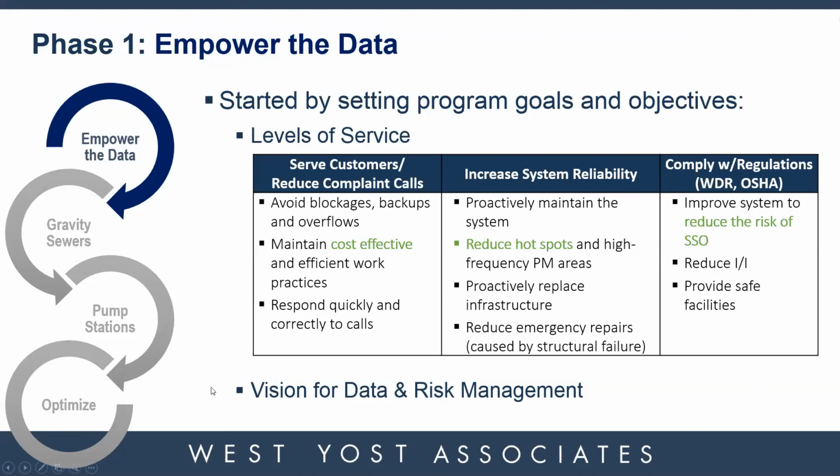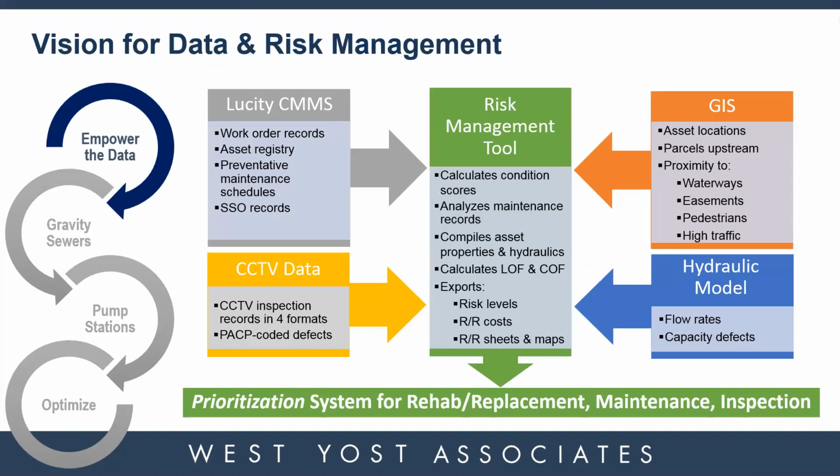The next step they did, I've put a bullet at the bottom here, was setting a vision for their data and risk management. So we started out with a data flow module and setting up really the heart of the program, which is developing a risk management tool. And so there are pieces of the collection system information that go into this, such as their CMMS system, which just happened to be Lucity. Their CCTV data comes in, GIS, of course, for the pipelines, and they have a hydraulic model, which has flow rates and capacity information, all of this coming into one risk management tool.